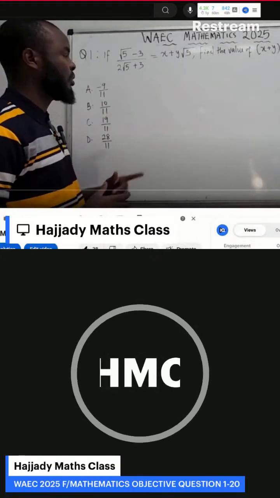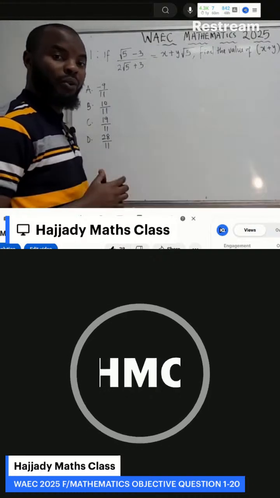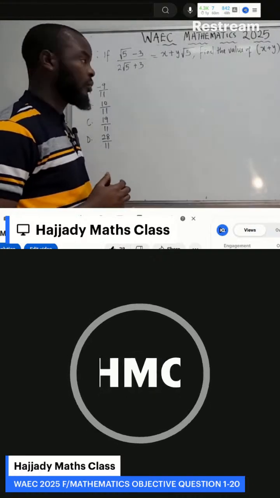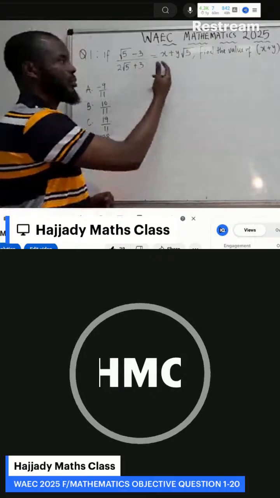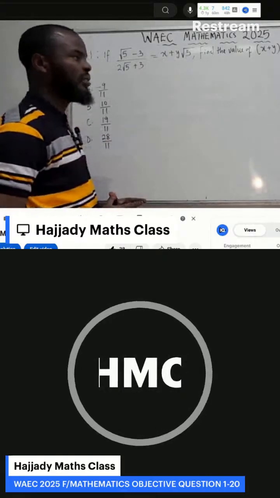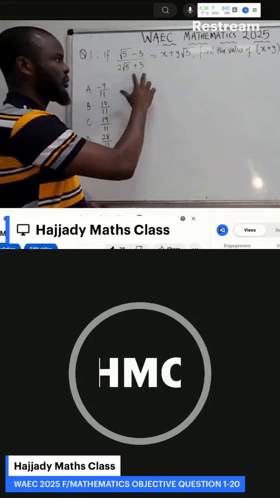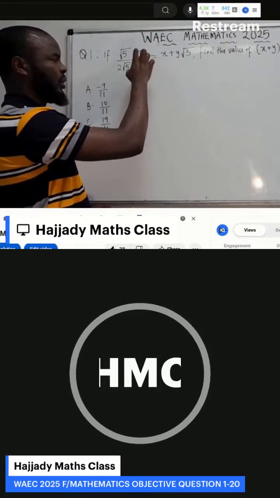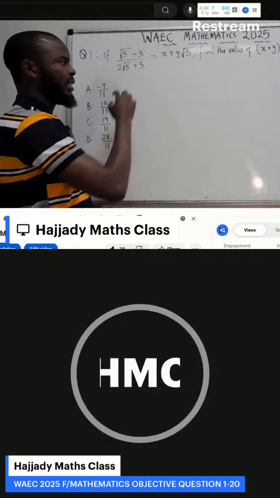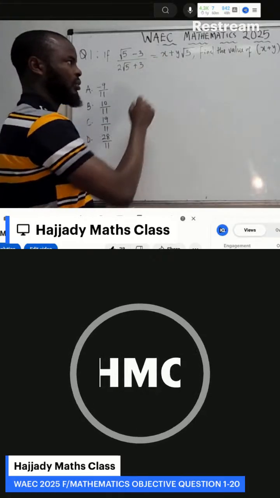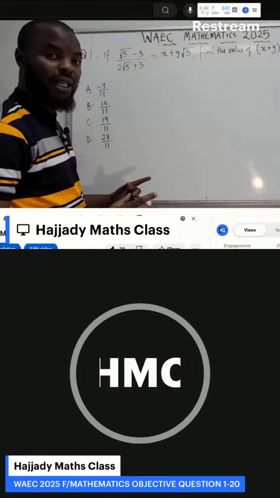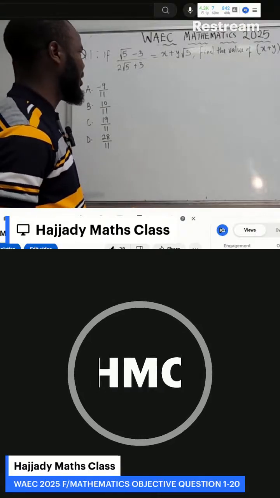This is question number 1 of our WAEC 2025 past question. Now, if we have this equals x plus y root 5, find the value of x plus y. To do this, don't stress yourself by cross multiplying. What you just have to do is solve the left-hand side and make sure it is equivalent to the right-hand side. And after that, we compare the coefficients together.